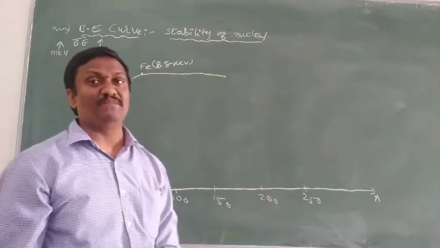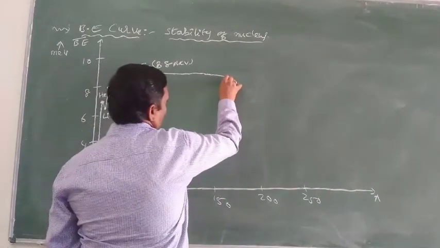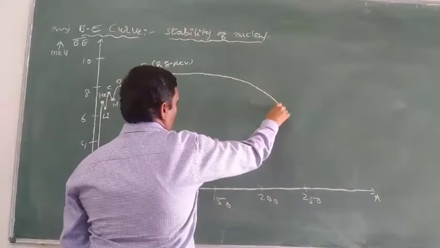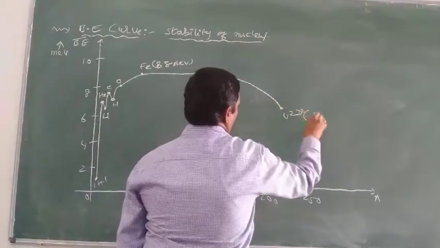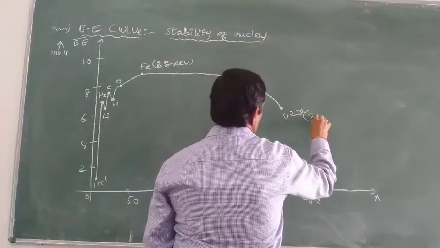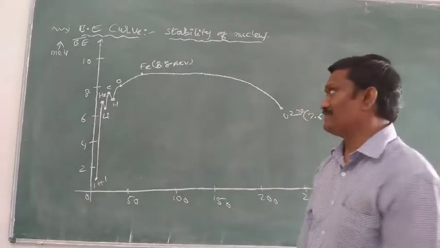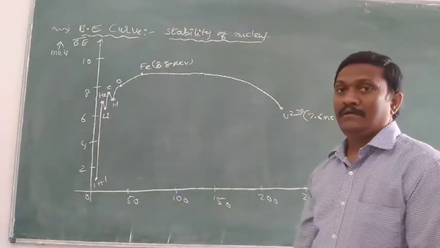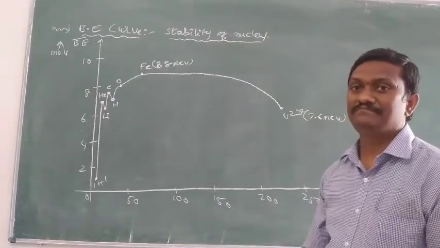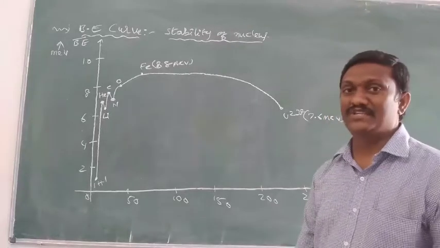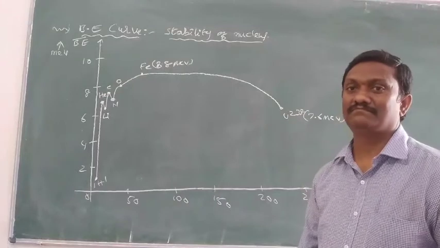From mass number 170 onwards, the average binding energy gradually decreases. And the last element is uranium-238, whose average binding energy is 7.6 MeV. So that is about the binding energy curve. Once again, observe how the average binding energy changes from one mass number to another, or from one element to another element.